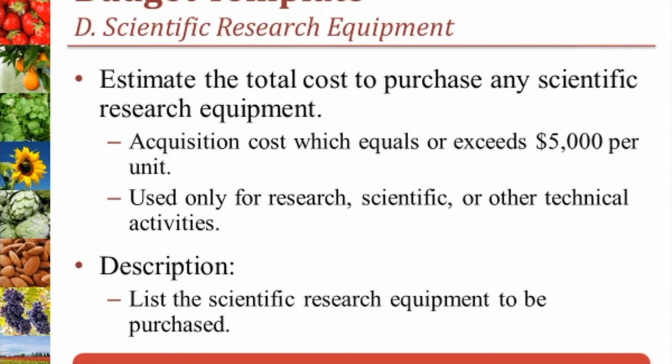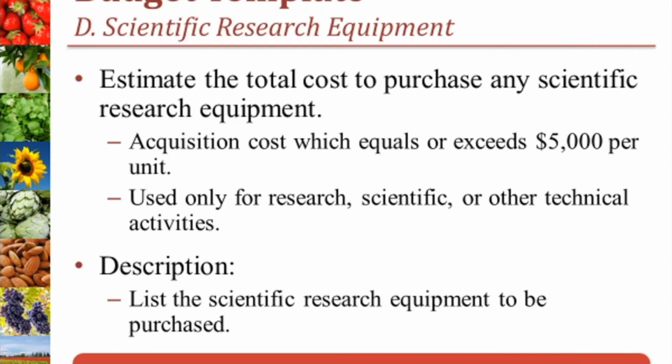Category D is scientific research equipment. This is where you'll list the cost to purchase any scientific research equipment needed for your project. To be considered scientific research equipment, an item must cost $5,000 per unit or more and be used only for research, scientific, or other technical activities. This includes items like specialized microscopes, spectrometers, and other lab equipment. In the description column, list the name of the items to be purchased.